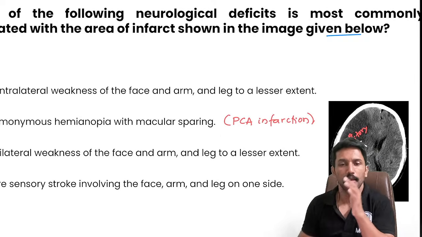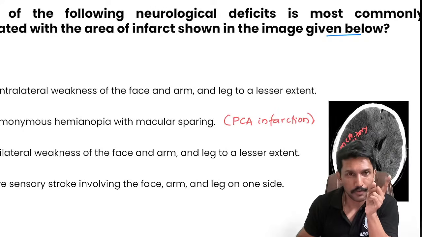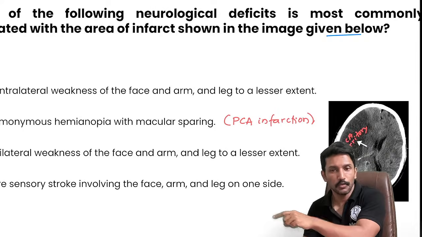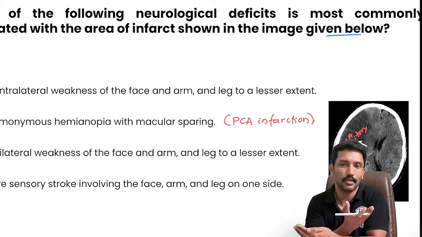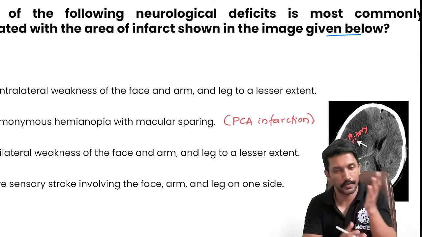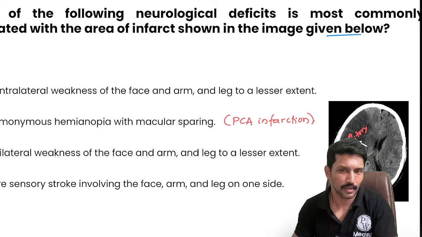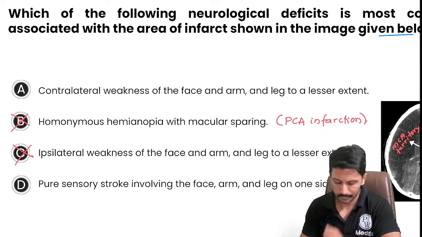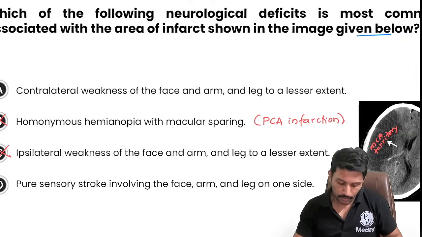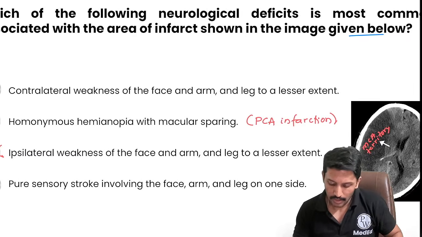Is that true? If the right cerebral hemisphere is affected, will I have left-sided weakness or the same side? Of course, we know that the motor tract crosses at the lower end of the medulla. So if the right brain is affected, I will always have manifestations on the left side. It has to be contralateral. So this can't be my answer. B can't be my answer. Okay, then pure sensory stroke involving face, arm and leg on one side.